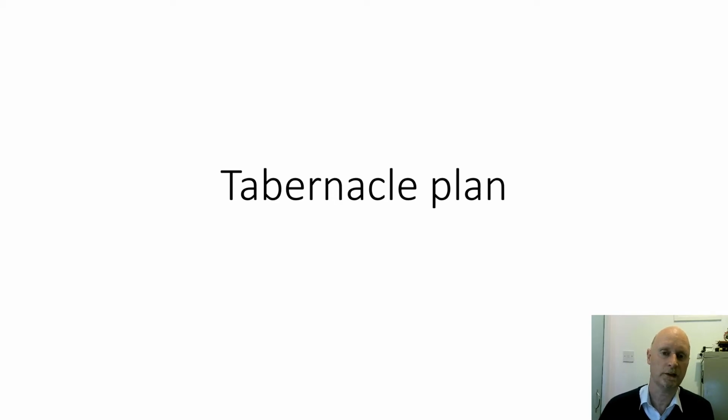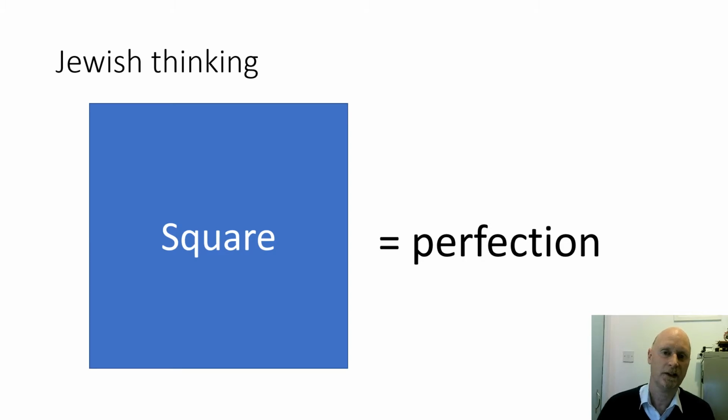And this came about because I was thinking about Revelation 21, funnily enough, and how the New Jerusalem is described as a cube. And I remembered how in Jewish thinking a square represents perfection, because it's kind of a perfect shape. So if a square represents perfection, that got me thinking about the tabernacle.